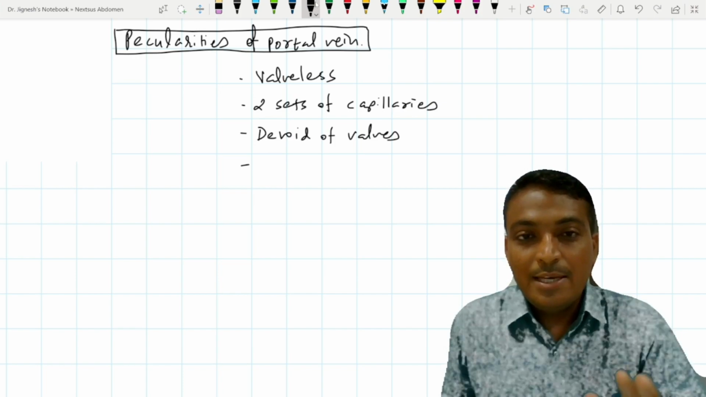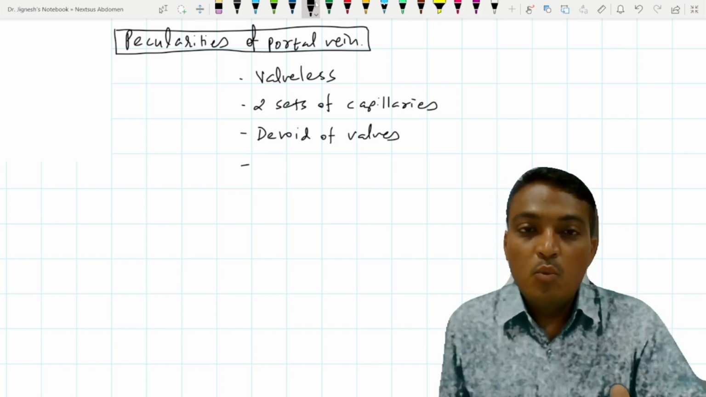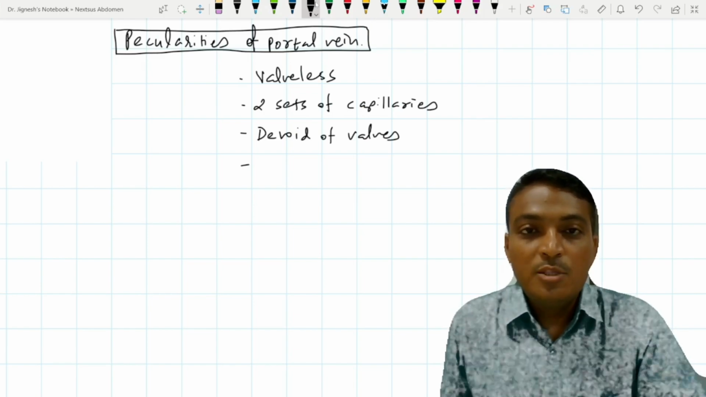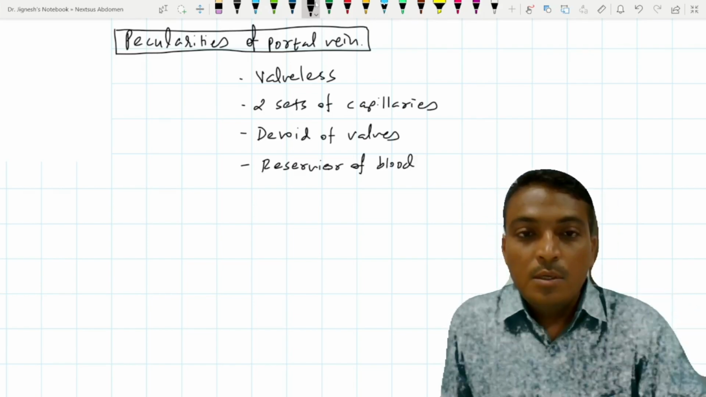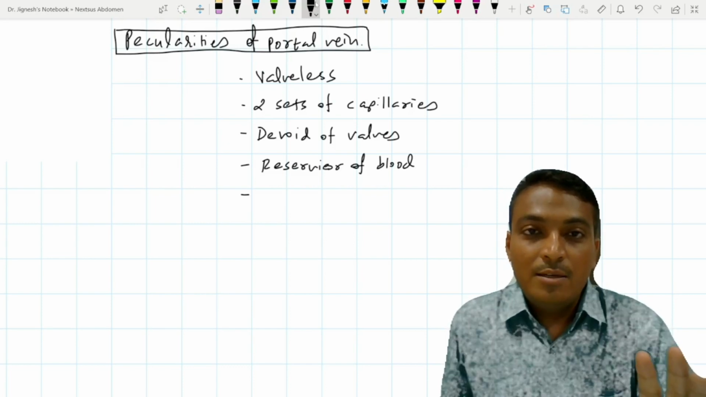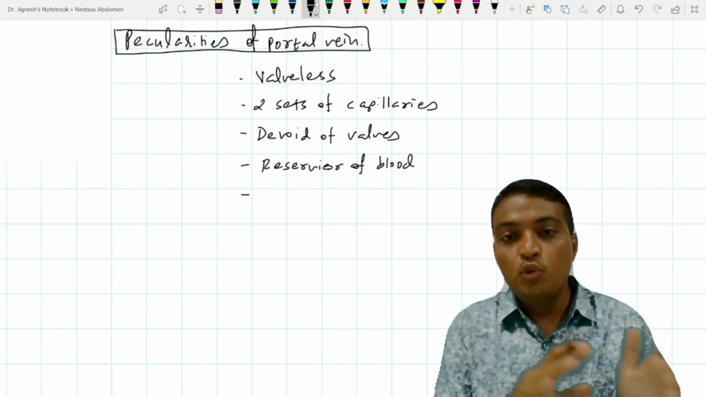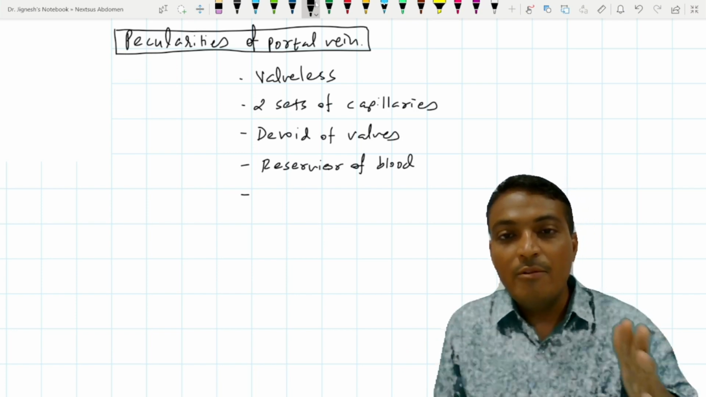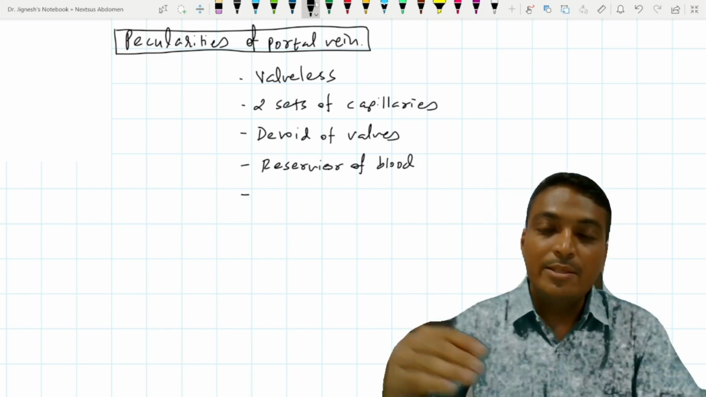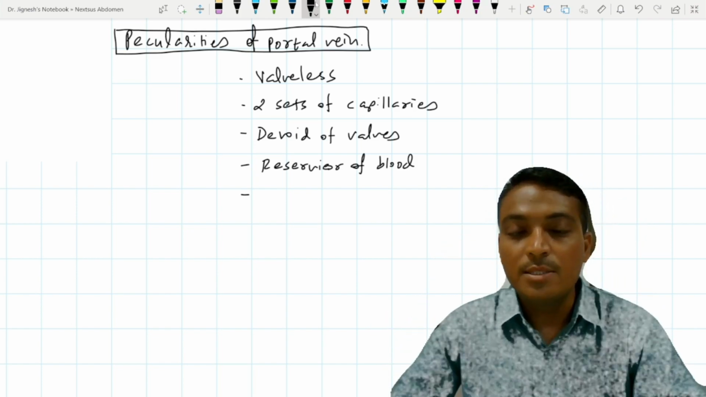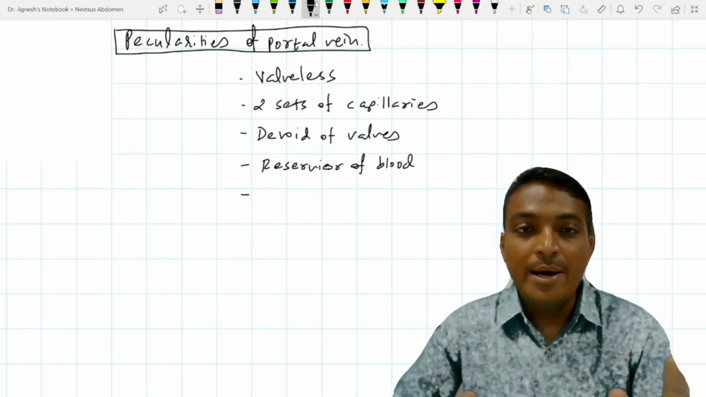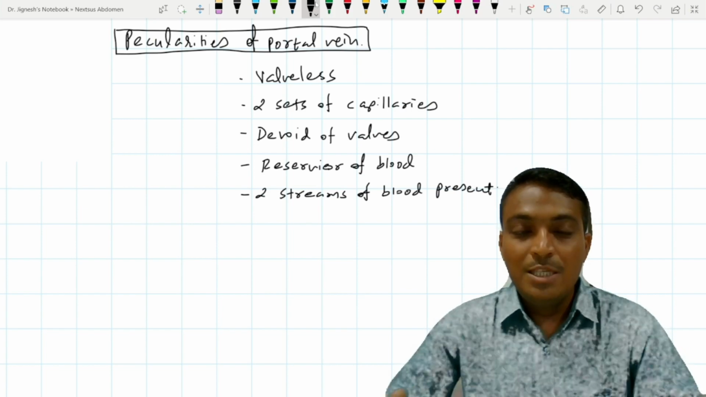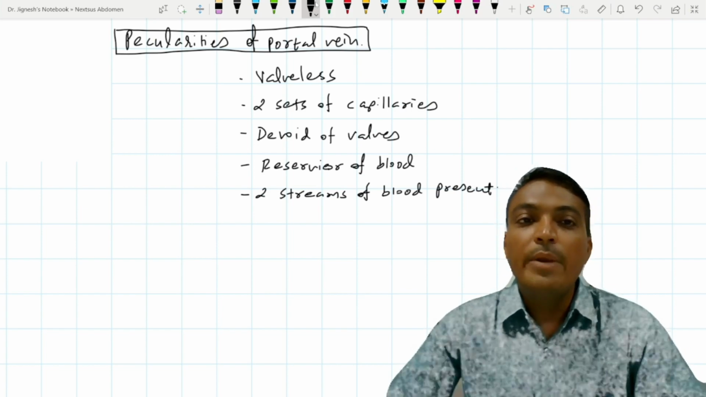This portal vein acts as a reservoir of blood. Around one-third of the total amount of blood inside the body is stored in this portal vein. The important thing to understand is that within this portal vein there are two streams of blood. On the right side, the superior mesenteric vein blood passes, and on the left side, the splenic vein blood passes. So there are two streams of blood present within the portal vein. These are the important peculiarities of the portal vein.